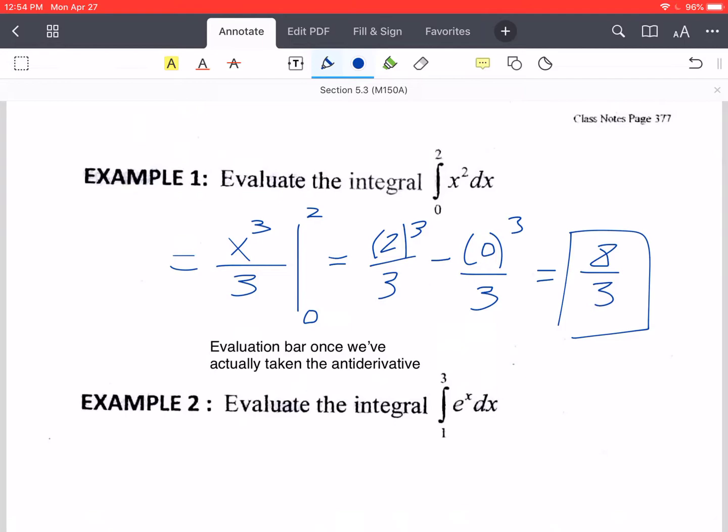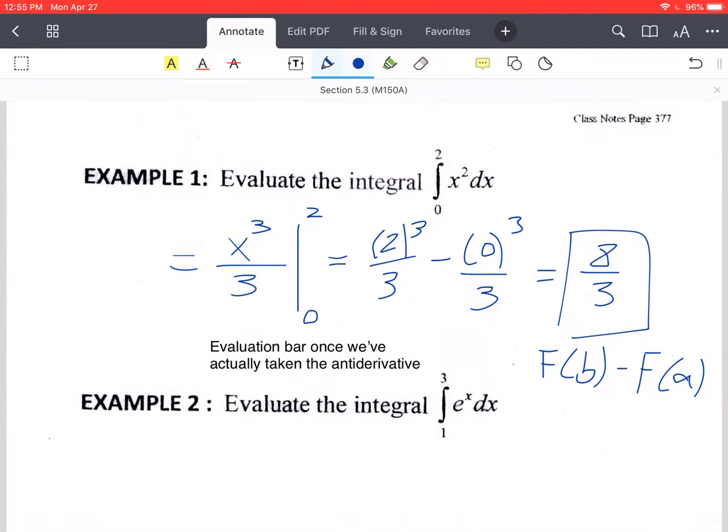Okay, which is so much faster than trying to do a rectangular approximation, trying to find a limit of a Riemann sum, and more exact than trying to guesstimate with areas. So again, we take the antiderivative first, and then we evaluate big F of b minus big F of a. So antiderivative evaluated at b minus antiderivative evaluated at a.